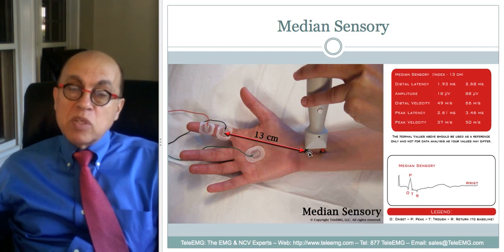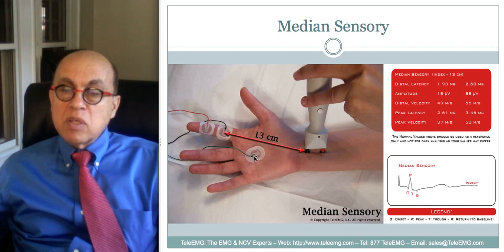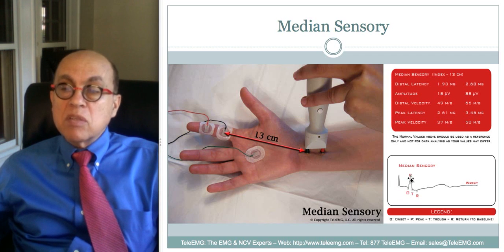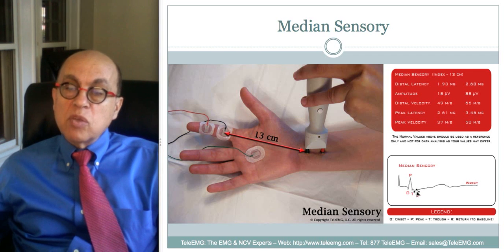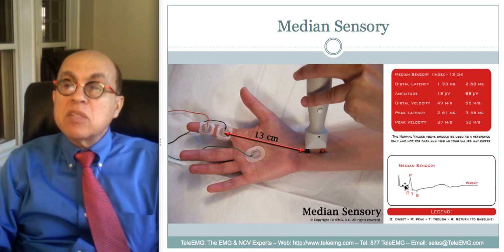So basically, we stimulate the nerve here, put the active electrode on the index finger, the reference electrode slightly below it or further down from it, and the ground is here. And you've already seen that. The shock artifact is here. The takeoff or onset is here. The peak is there. The trough and return to baseline are there. And what do we do there? We divide the distance, 13 centimeters, by the latency, onset or peak, and calculate a conduction velocity. And that's the median sensory response.